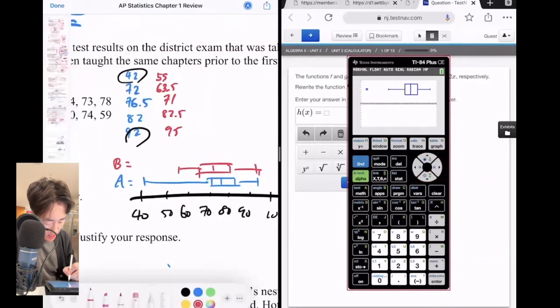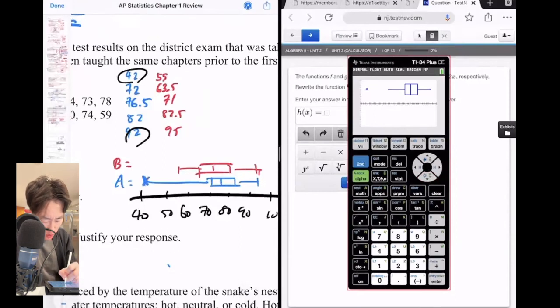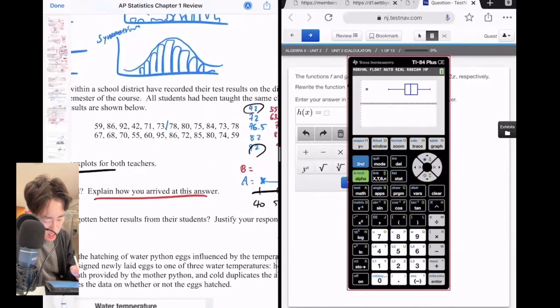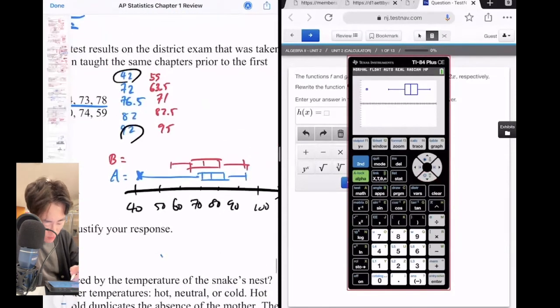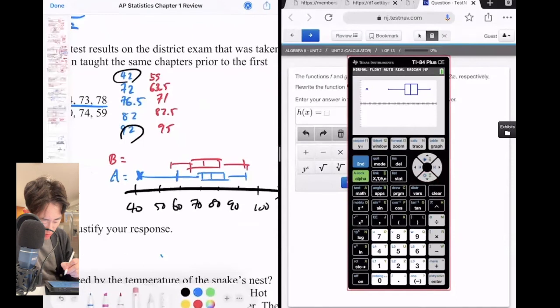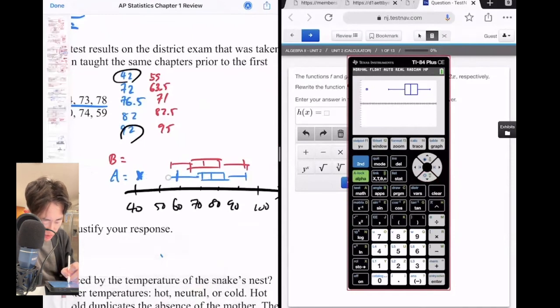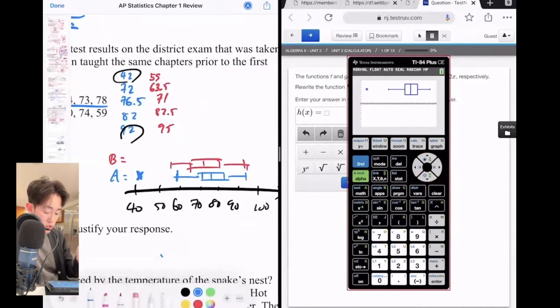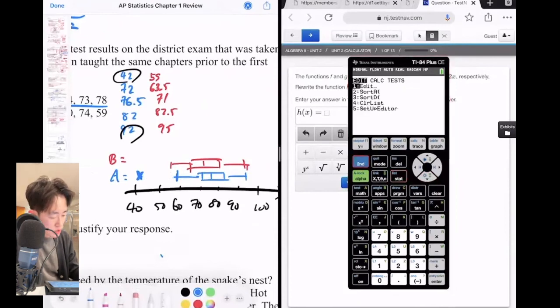A has a lower boundary outlier, I believe, at 42. And the next highest number is, I think, 59. So at 59, that's where they cut off the tail. So I'm going to erase the bars in the whisker in between. And so that will be my teacher A. Let's do the stat plot with list 3 and see if we're missing anything.